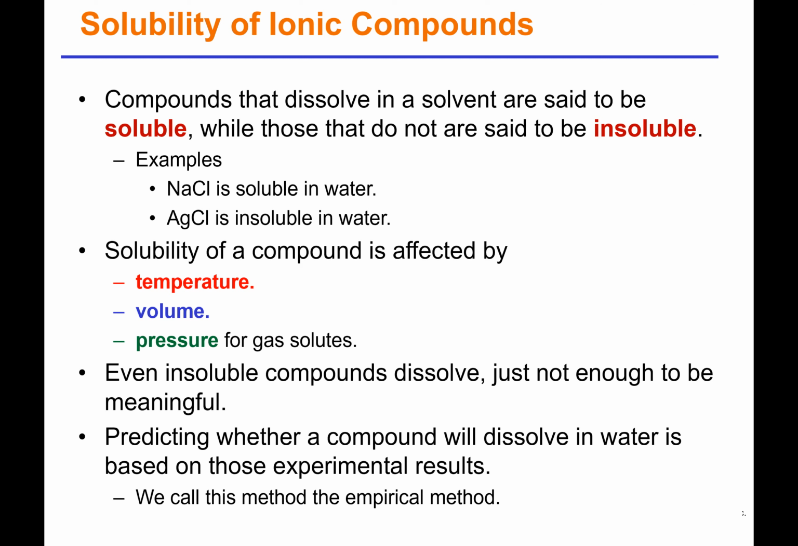Okay, so what affects the solubility of ionic compounds? This next little section we'll talk about solubility. We know that compounds dissolve into solvent, and of course they're said to be soluble. If something dissolves, it's said to be soluble. If something doesn't dissolve, it's known as insoluble. Two examples: sodium chloride is soluble in water, whereas silver chloride is never soluble in water.